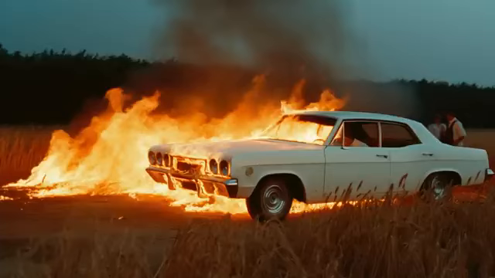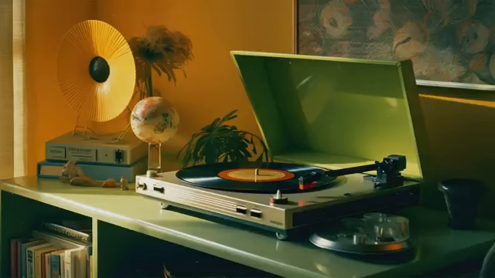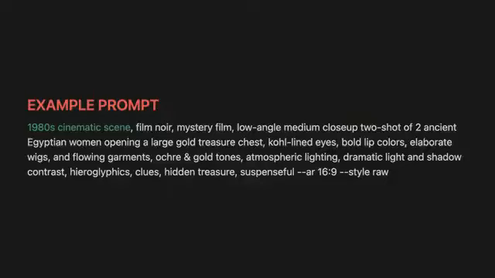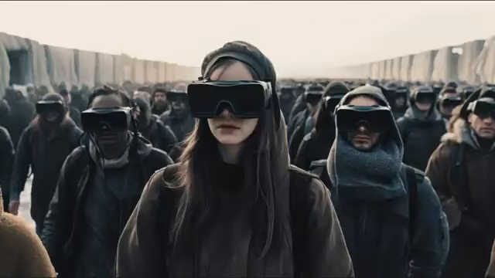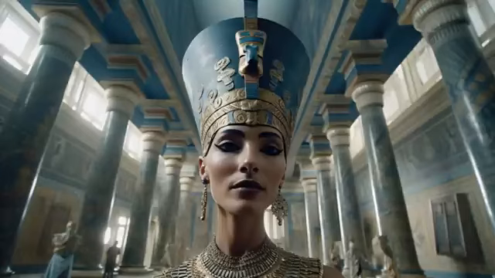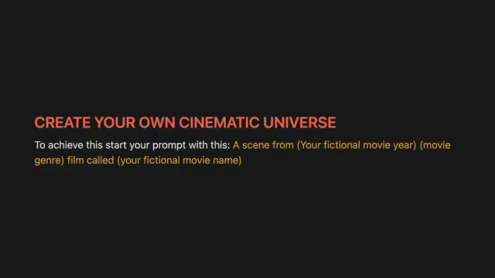Second, you can play with the production year of your imaginary movie to create a true retro look. This is as easy as adding a production year to the beginning of your prompt. And this is exactly where things start to get interesting, because Midjourney allows you to create new cinematic universes from movies which were never written and produced. To achieve this, start your prompt with this.